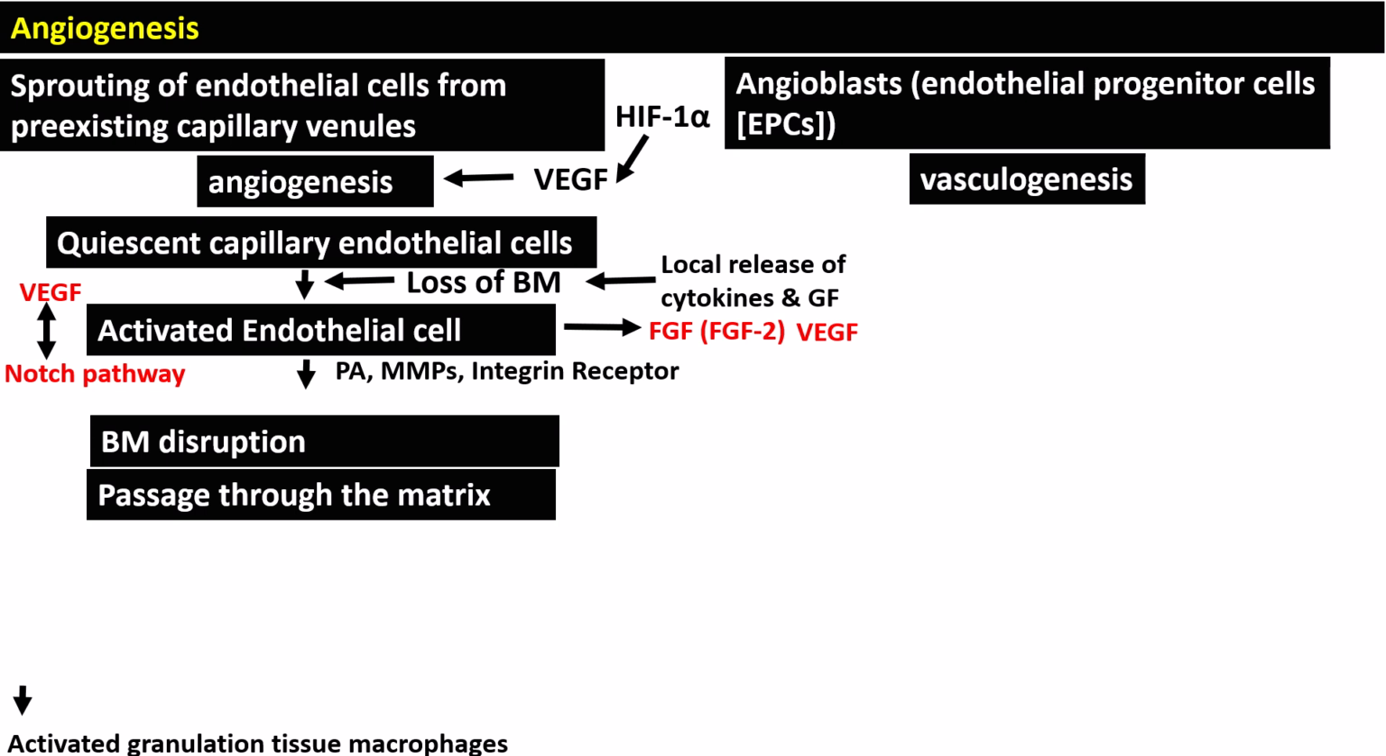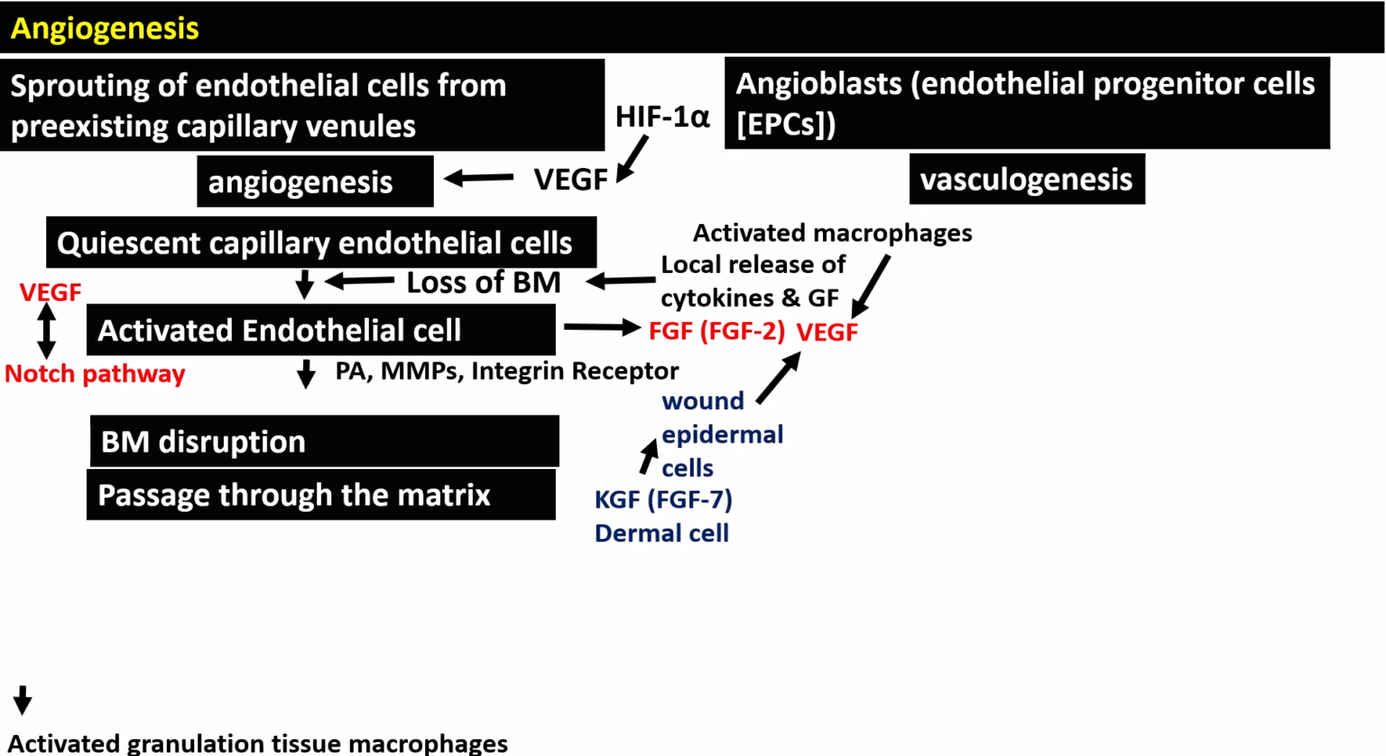So these activated endothelial cells also give rise to fibroblast growth factor, and they are also a source of VEGF, while the activated granulation tissue macrophages also produce VEGF. VEGF also comes from keratinocyte growth factor or fibroblast growth factor 7, that is derived from dermal cells, and from there it comes to the wound epidermal cells, and the wound epidermal cells then produce this VEGF.